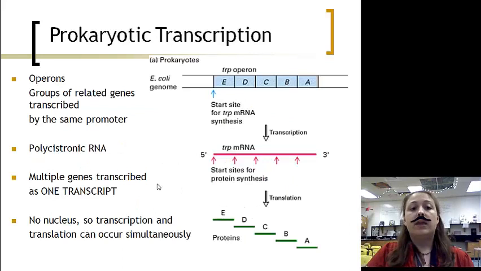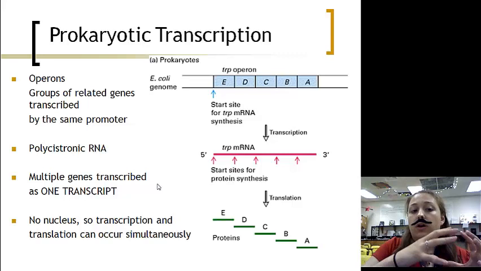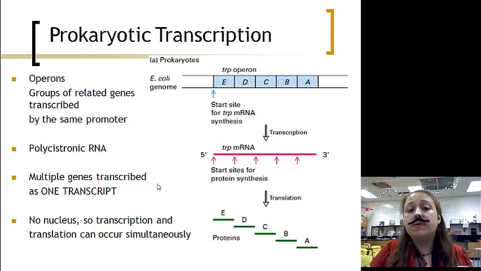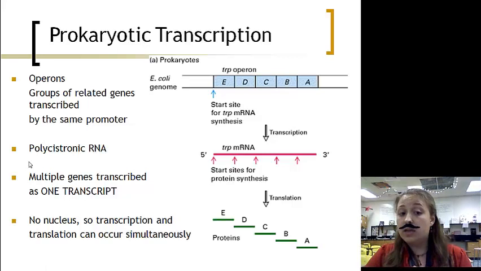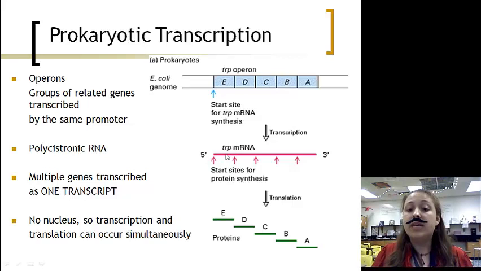Prokaryotic transcription takes place over not just one gene, but a group of genes. This group of genes is called an operon. Operons are groups of related genes that are transcribed by the same promoter. So there's one promoter at the beginning, and it transcribes all of these genes into one message. This is called a polycistronic RNA. Poly meaning many. So it has many genes in this one single mRNA. When it's transcribed, multiple genes are transcribed into one transcript and then can be translated into individual proteins.